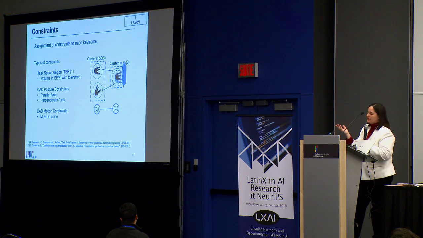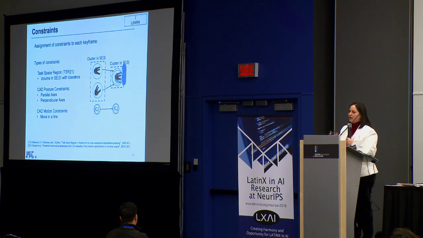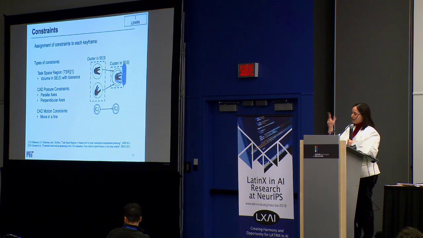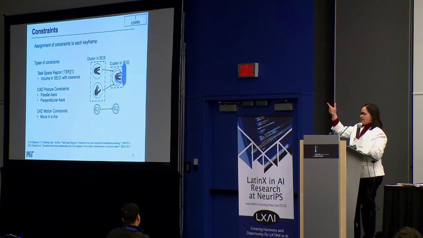The type of constraints that we use in robotics could be, for example, a volume in a space in X, Y, Z, and the roll, pitch, yaw of the end effector. So it's like a volume with some tolerance, so I can describe this space. If you remove the tolerance, then it would be an exact position. I really need to be here.